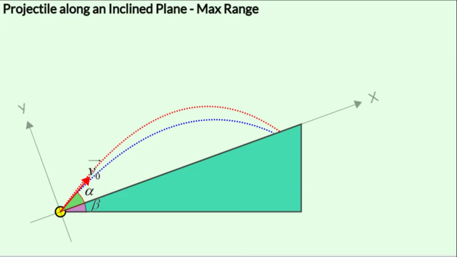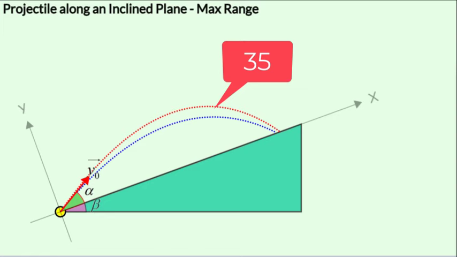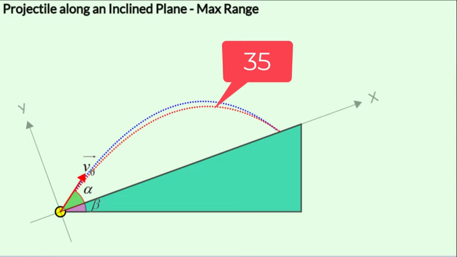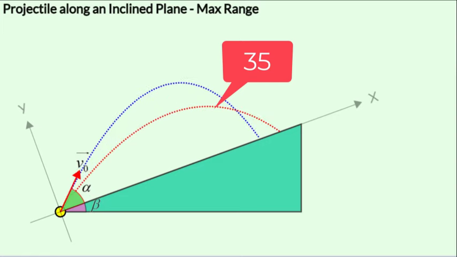Now let's try this out for a few more angles. We got 30, 31, 32, 33, 34. And you can see that as it approaches 35, the range gets to the maximum. And if we increase alpha further, then the range begins to reduce again.